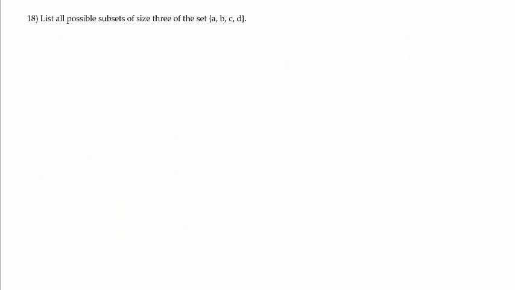Number 18, list all possible subsets of size 3 for the given set A, B, C, D. Okay, so first let me just talk a little bit about how many subsets there are all together. Well, the cardinality, there are 4 elements in the set, so it's going to be 2 to the 4, or 16 total subsets.